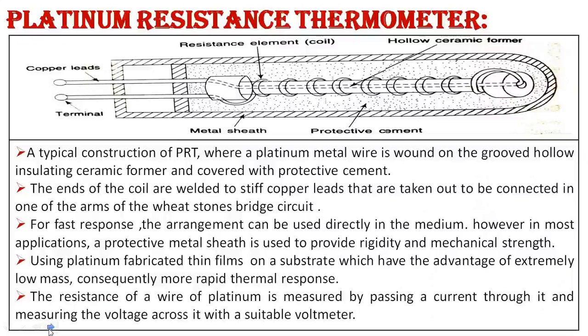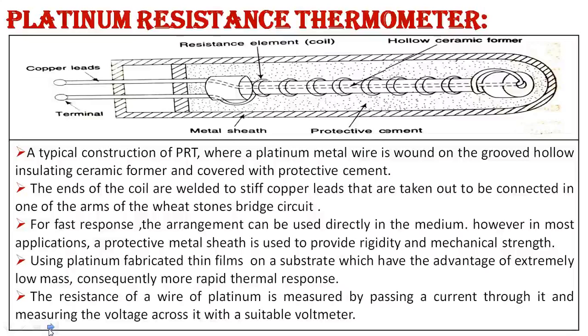Now the platinum resistance thermometer. See the diagram, it is the construction of the PRT. In a typical construction of a PRT, a platinum metal wire is wound on a grooved hollow insulating ceramic former and covered with a protective cement. The ends of the coil are welded to stiff copper leads that are taken out to be connected in one of the arms of the Wheatstone bridge.